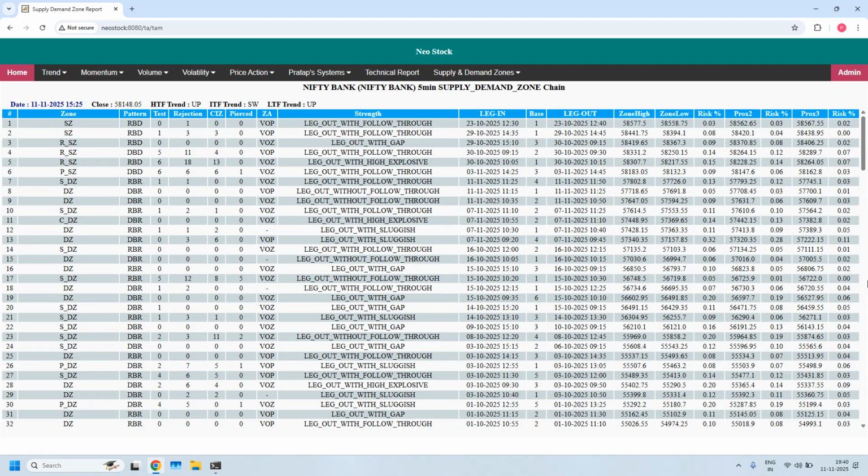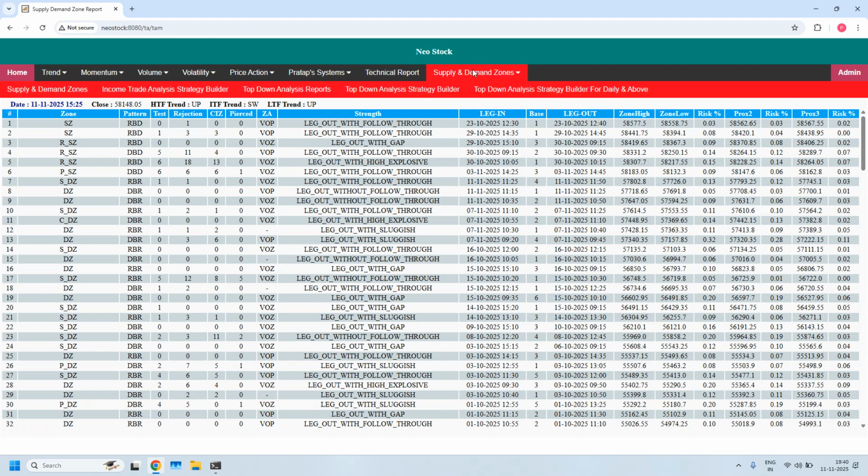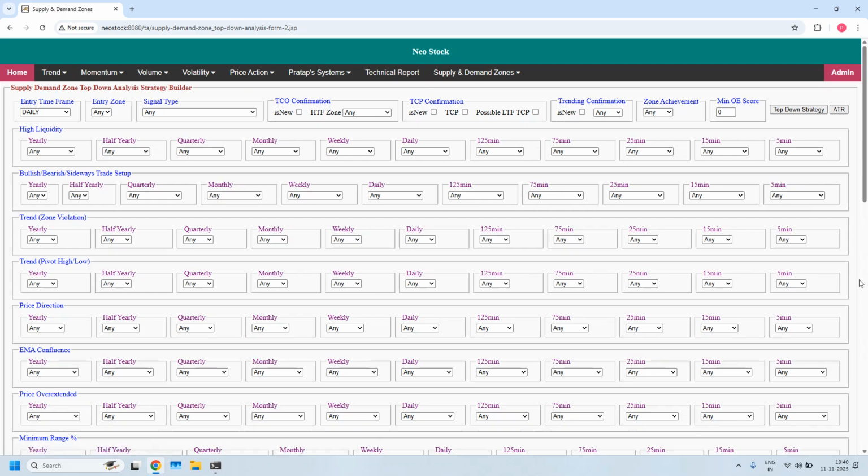So this is a BANKNIFTY supply demand zone chain. So we have completed both NIFTY and BANKNIFTY. Next, I will generate sideways bullish and bearish trade setups for monthly, weekly and daily income trades.